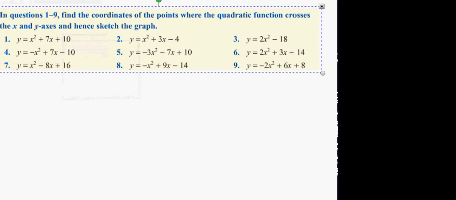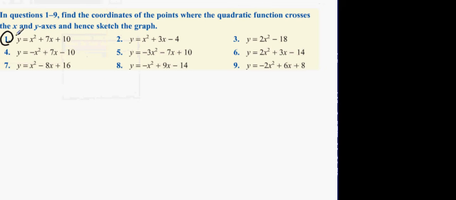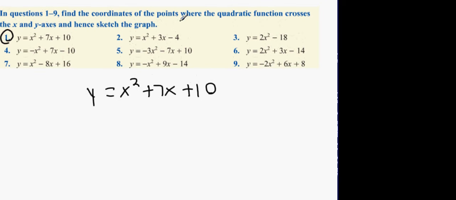Okay. Number 1. y equals x squared plus 7x plus 10. Now what's going to happen with this one is the following, okay? You want to find out where it crosses the x and y axis. Where it crosses the x axis, this means y equals 0.